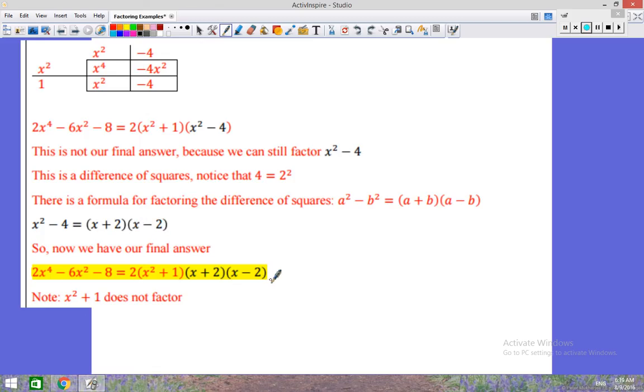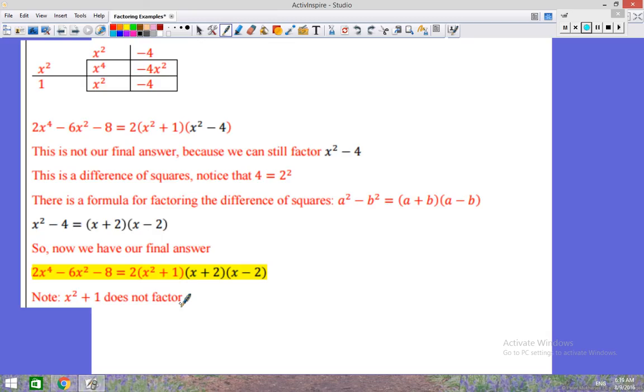So if this x squared minus 4 factors to x plus 2 times x minus 2, I'm ready to write my final answer because I had that common factor of 2. It factored to 2 times x squared plus 1 times x squared minus 4, with x squared minus 4 factored. Now, one observation: if you have a difference of squares, it factors, but if you have a sum of perfect squares, it does not factor over the set of real numbers.